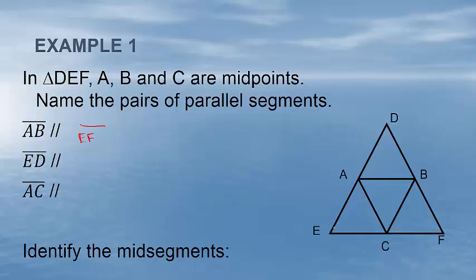If you look at E to D, E to D is this segment right here. It's going to be parallel to BC. And AC is going to be parallel to segment DF. So they want to know, of those 6 lines, which 3 are your mid-segments? Well, they're going to be the 3 that are on the inside. So BC, AC, and AB. Those are all your mid-segments. They're lines that join midpoints.